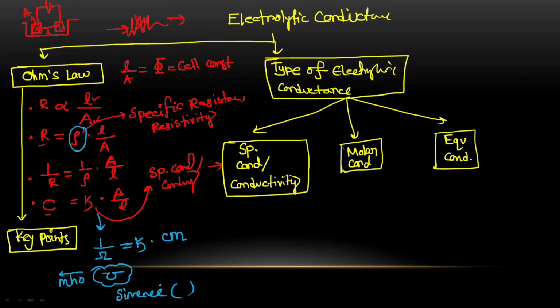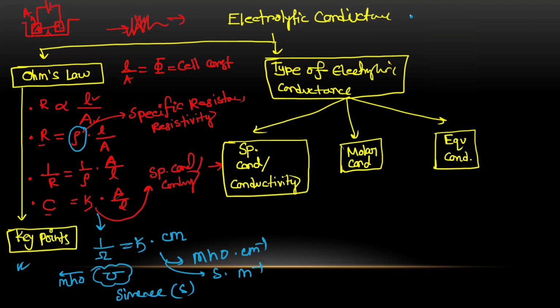Okay, or S. So the unit of kappa will be mho per meter, or Siemens per meter, right? Okay, I hope you have understood this. Now there are some key points. So let's discuss these key points about Ohm's law here.